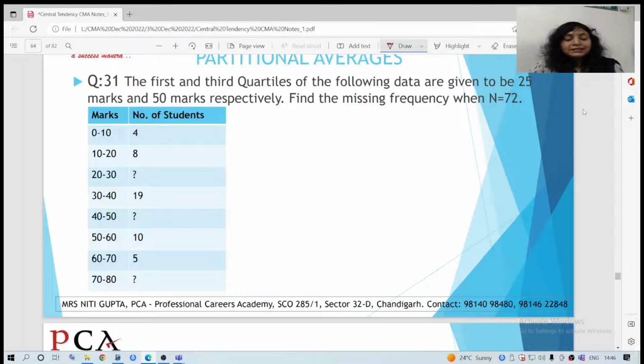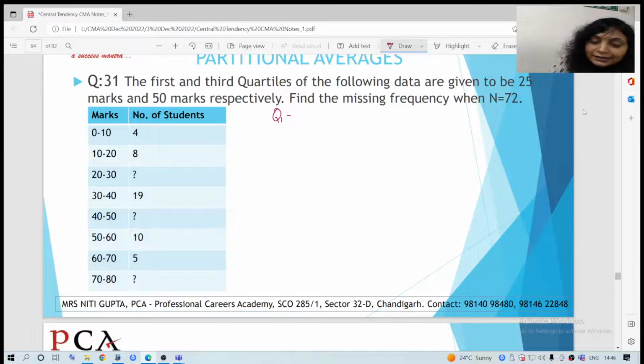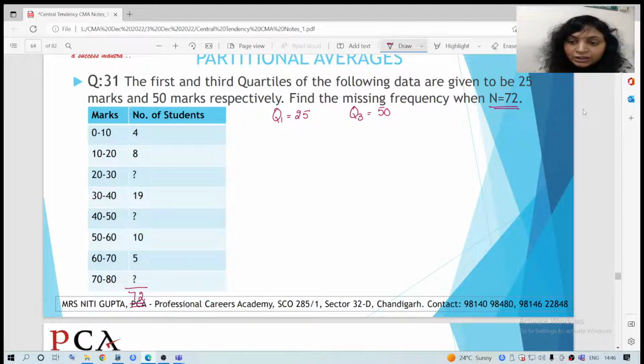Now similar is the scenario when quartiles are given. So the first quartile and third quartile. Q1 is given, that is 25, and Q3 is given, that is 50. The total number of items given is 72. And we have 3 items missing. That's why we have been given 3 parameters: one is Q1, another is Q3, and the third is 72.